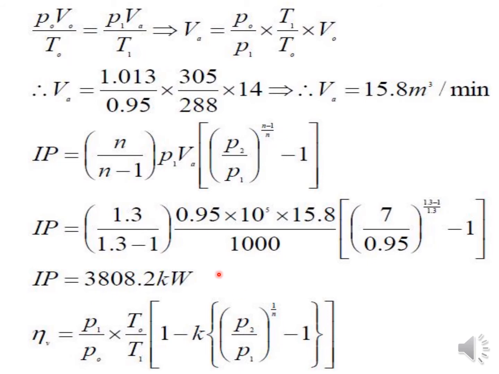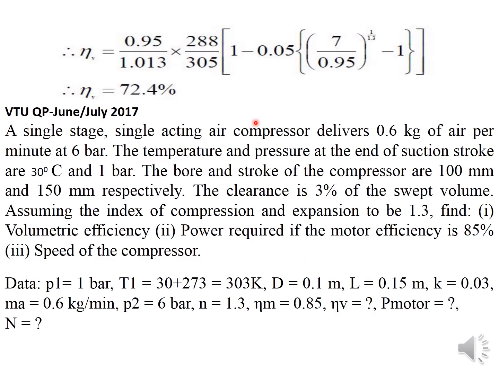Next, volumetric efficiency. We know the formula: P1 by P0 into T0 by T1, in bracket 1 minus K, where K is VC by Vs, into (pressure ratio minus 1) raised to 1 by N. All the values are known: P1, P0, T0, T1, K, P2, P1, everything is known. Just substitute in this equation and find the volumetric efficiency. Volumetric efficiency comes around 72.4%. So these are very simple problems, so don't neglect them.